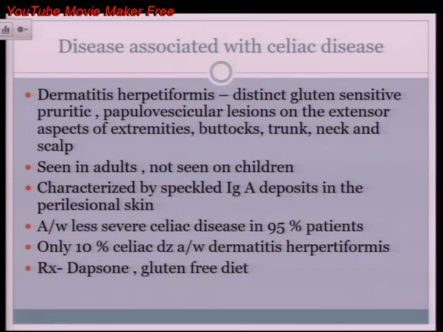So there are diseases associated with celiac. One of the classic ones, and might be important even for your boards, is a condition called dermatitis herpetiformis. It's a skin condition that is very classically associated with celiac disease. It's papulovesicular lesions on the extensor aspects of extremities, buttocks, trunk, neck, and scalp. It's seen in adults, not usually in children. It's characterized by speckled IgA deposits in the perilesional skin. About 10% of patients with celiac disease have dermatitis herpetiformis, and the treatment for that, as with anything in celiac, is first a gluten-free diet and dapsone.